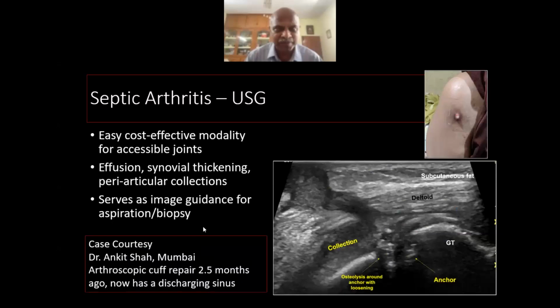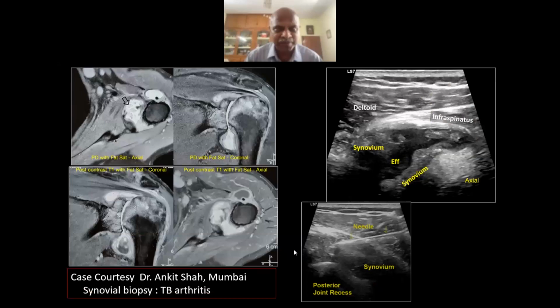And another case that has been lent to me by another MSS member from a neighboring city of Mumbai, Dr. Ankit Shah, just to highlight the very good role of ultrasound when it is done by a good radiologist with good equipment. This is a patient who's had an arthroscopic cuff repair 2.5 months ago and now has a discharging sinus. And what you can see is the osteolysis around the anchor and the periarticular collection and the sinus tract really so well on these ultrasound images.